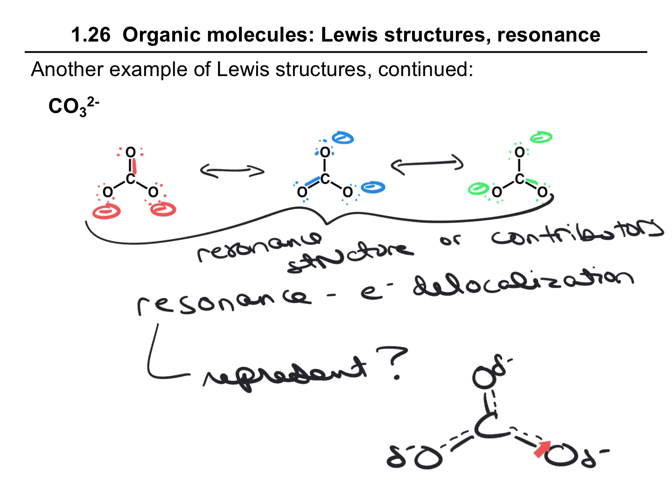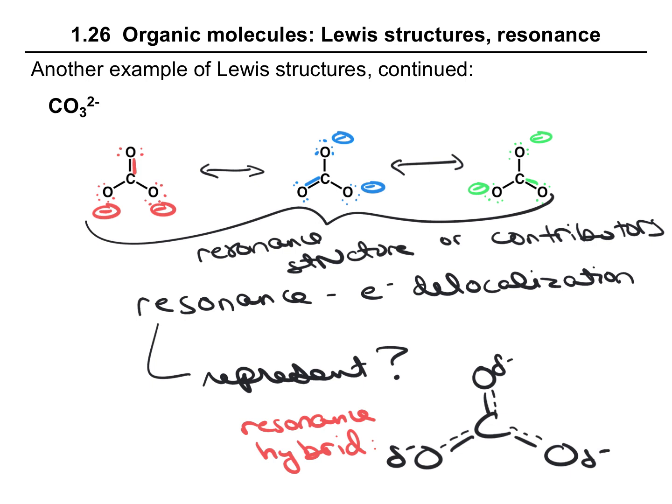Now, this structure is consistent with experimental evidence. If all of these carbon-oxygen bonds have the same amount of partial double bond character, then they're all going to be the same length. And notice that also results in the partial negative charge being distributed equally on all three oxygens. So this is called the resonance hybrid.